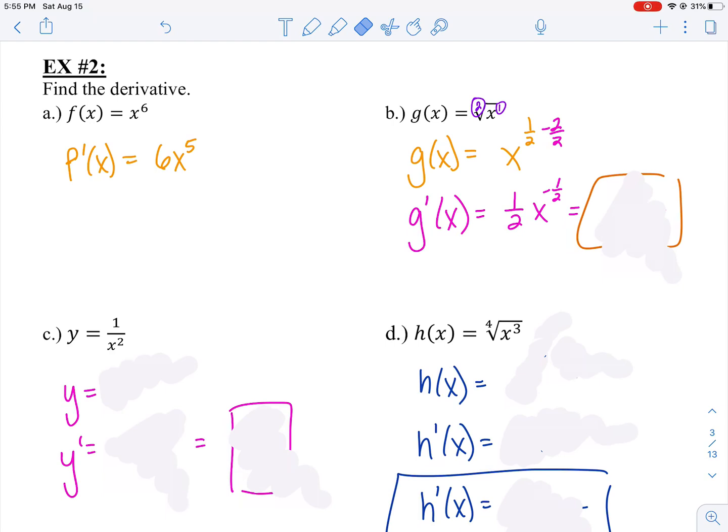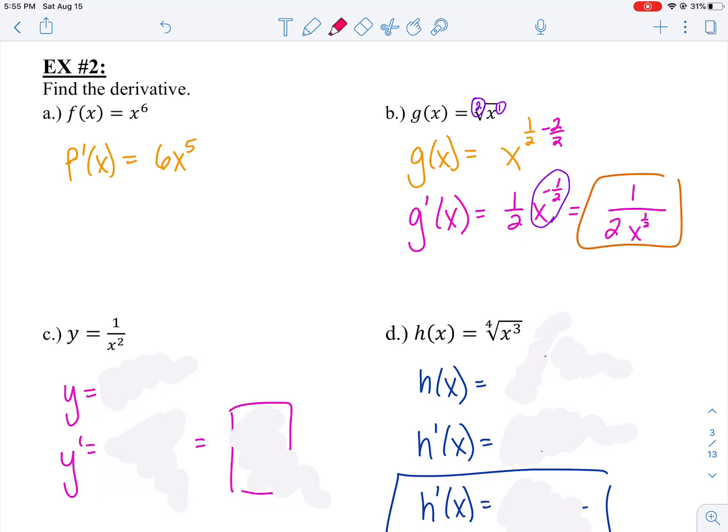Now I don't really like this answer because in math, we don't really like negative exponents because they don't mean much. Do you remember how to take a negative exponent and make it positive? Yeah, we drop it down to the denominator. If it's in the numerator and we have a negative exponent, we can make it positive by dropping it down. Now the 1 is going to stay on the top, the 2 is going to stay on the bottom, but I'm going to bring the x to the 1/2 down so it now has a positive exponent. So my derivative of g is 1 over 2x to the 1/2.